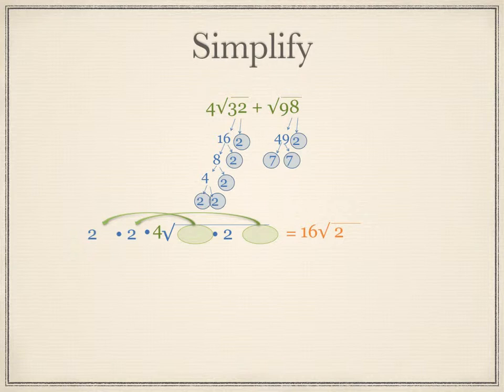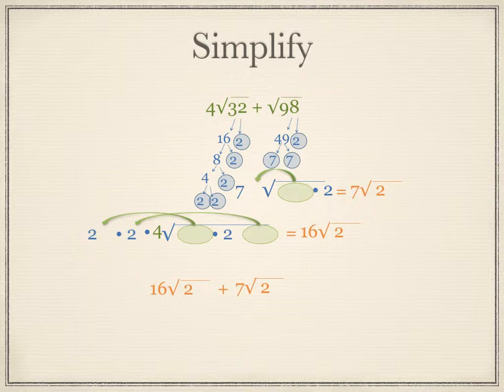Now let's simplify the square root of 98. So we have 7, 7, 2. We have 2 7's, so we take one out. We can't do anything with the 2, so it stays underneath. And we have 7 square roots of 2. So now that we've simplified, we have 16 square roots of 2 plus 7 square roots of 2.